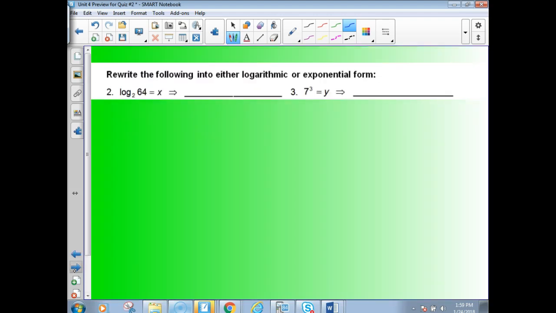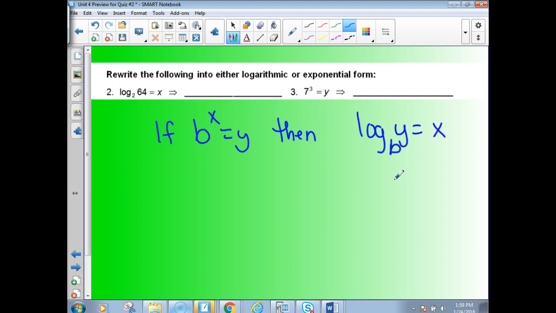Okay, rewrite the following in either logarithmic or exponential form. The rule you're supposed to know is the definition of a logarithm. I like to start with the exponential. If b to the x equals y, then the log in base b of y equals x. So that's how you go back and forth.